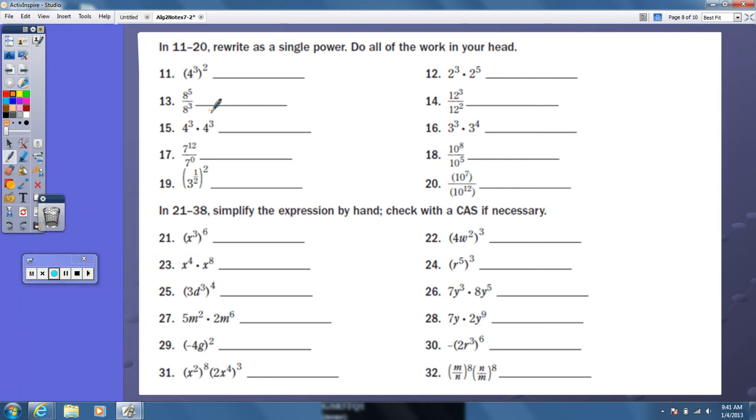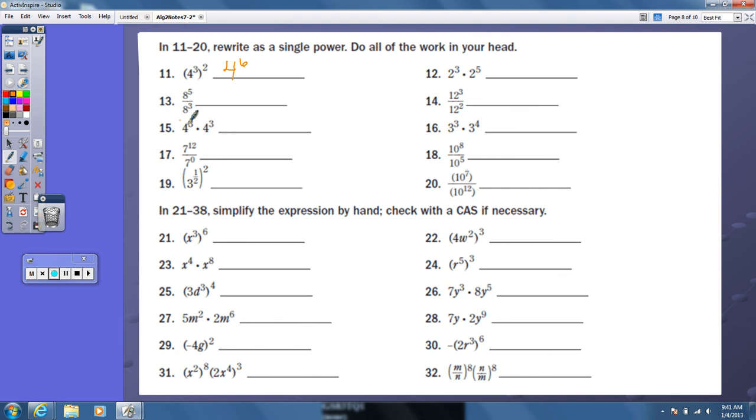Rewrite as a single power. I'm actually probably just going to do this odd column here, feel free to pause the video and work ahead, or mark down any that you couldn't figure out, and we could talk about them in class tomorrow. Here I have a base, and it's the power to a power, so that will be 4 to the 6. That is a single power, and that's how they want me to express my answer.